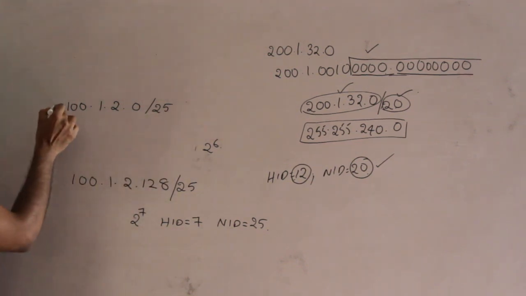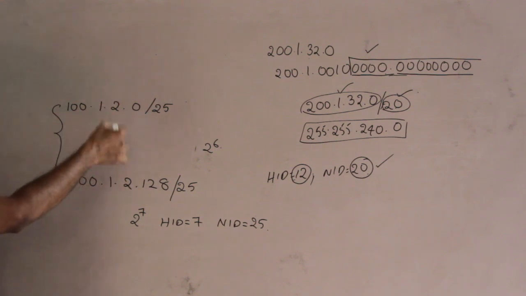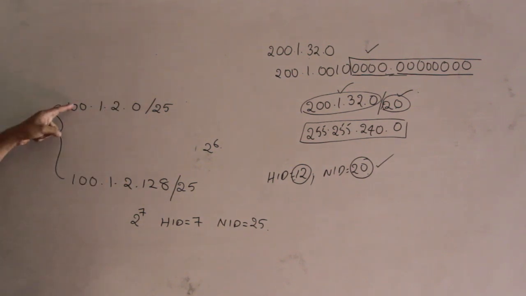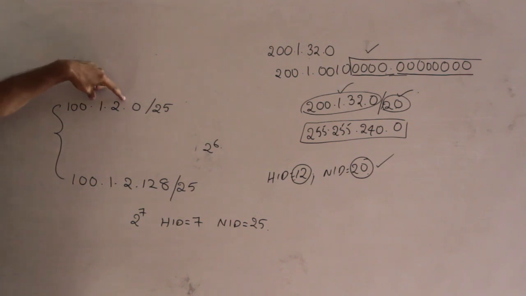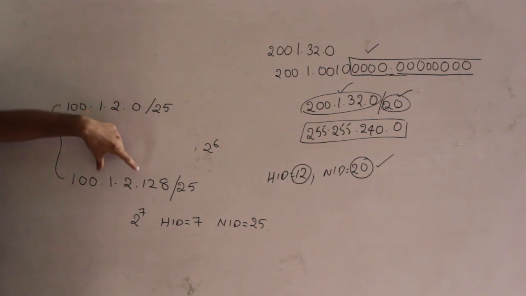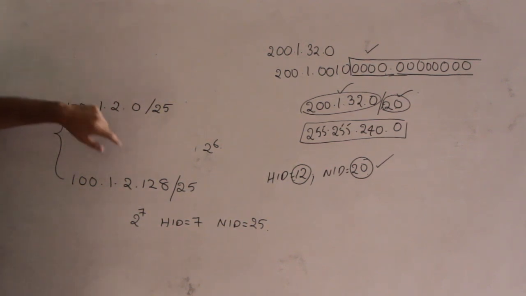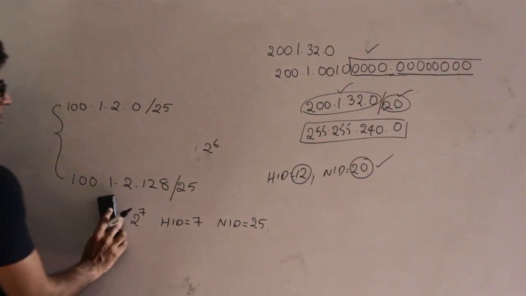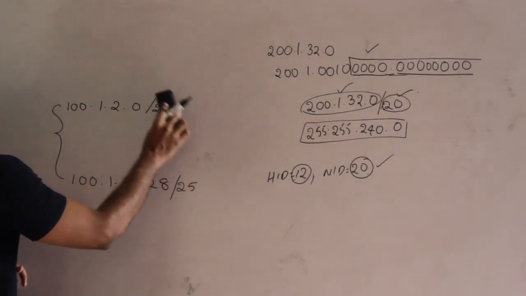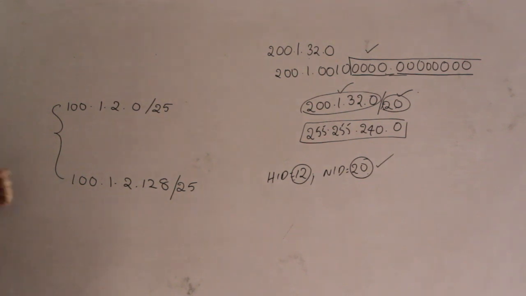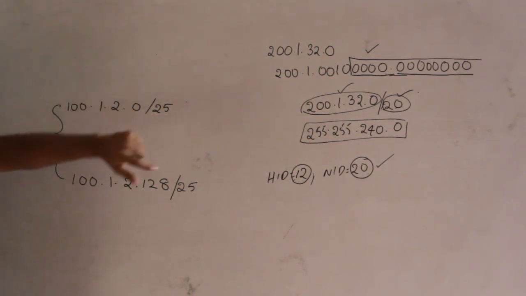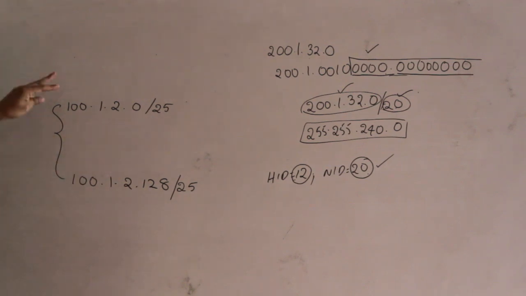Now we have only two networks, these two networks. Can we merge these two now? Yes. The reason is both of them are contiguous. You can check out the range. The range of this is 0 to 127 and the range of this is 128 to 255. Therefore they are contiguous. And the second part is both are of the same size, /25 and /25, and the third rule is the first IP address should be divisible by the size of the block or the size of the entire supernet.